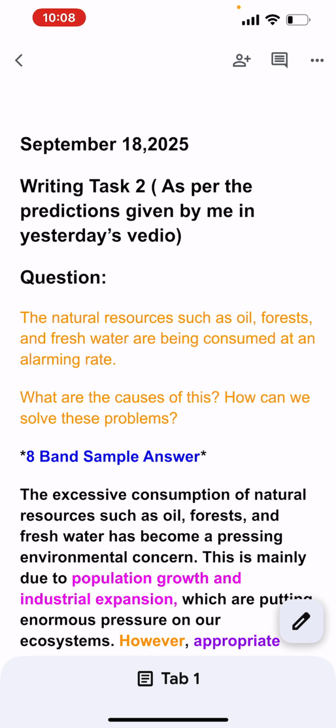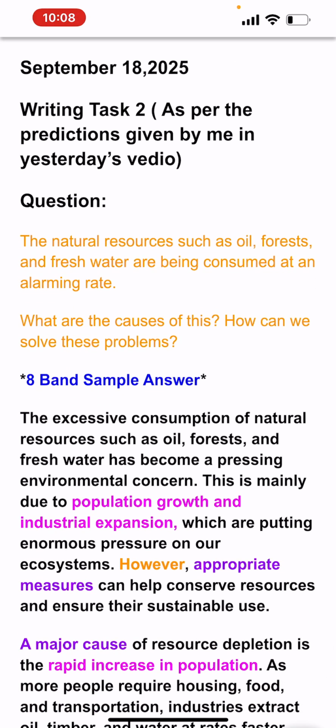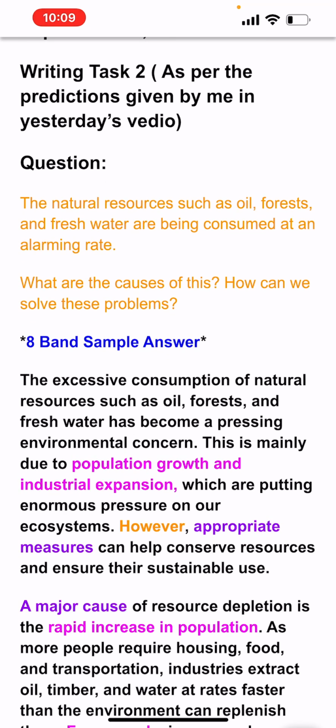So after this you will write the thesis statement, that this problem is mainly due to these two things, population growth and industrial expansion. So these are the two main ideas of why this problem is happening, which are putting enormous pressure on our ecosystem. So because of these causes, this problem is being faced by people.